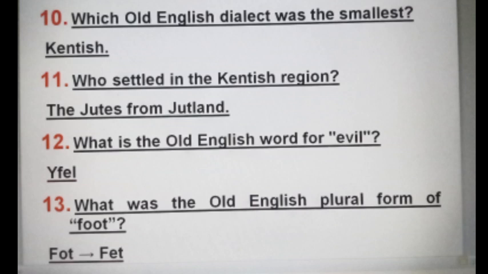What is the Old English word for evil? Yfel. What was the Old English plural form of foot? Fot, fet. What is the first recorded Old English poem? Caedmon's Hymn.